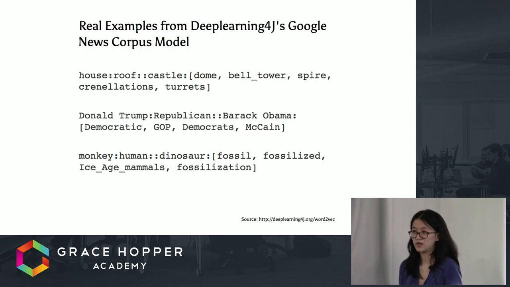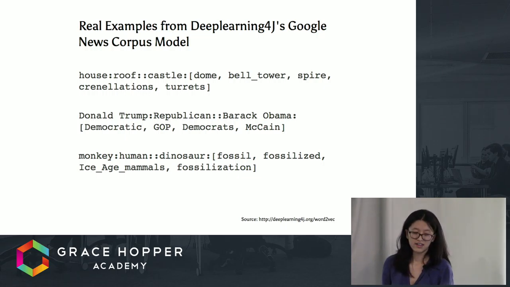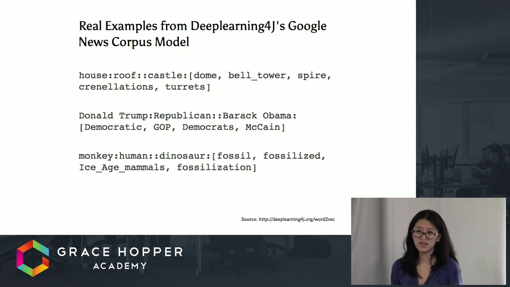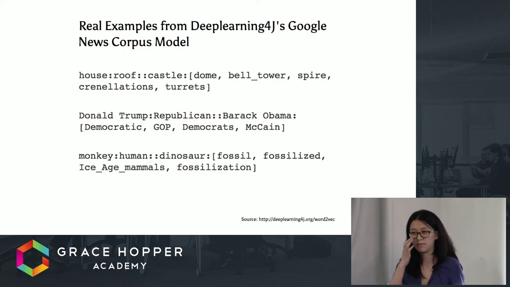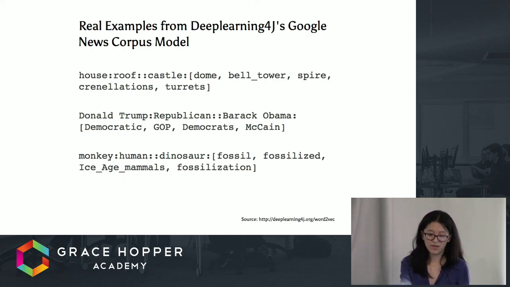Finally, monkey is to human as dinosaur is to what? It returned fossil, fossilized, ice age mammals, fossilization. Ice age mammals succeeded dinosaurs, so I guess that makes sense because humans succeeded monkeys. But the fossil relationship is interesting because it's sort of understanding humans as fossilized monkeys, which is also not unreasonable.